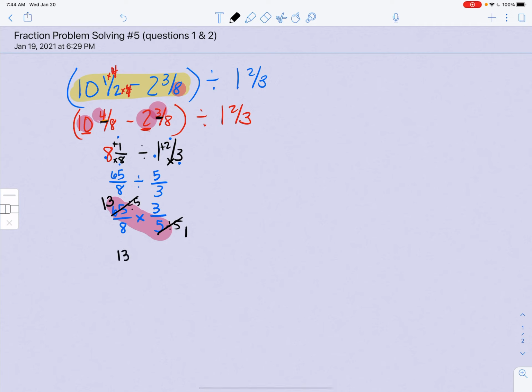So now I have 13 over 8 times 3 over 1. Can you do 65 times 3, 8 times 5? Yes, you can, but then you have to reduce at the end. So I'm going to do 13 times 3 off to the side. I think it's 39, but I want to verify. Yep, so I get 39 over 8. And in this particular instance, the answer on the computer is not making you reduce or change it from an improper fraction. So your answer will be typed 39 divided by 8. And that's number 1.